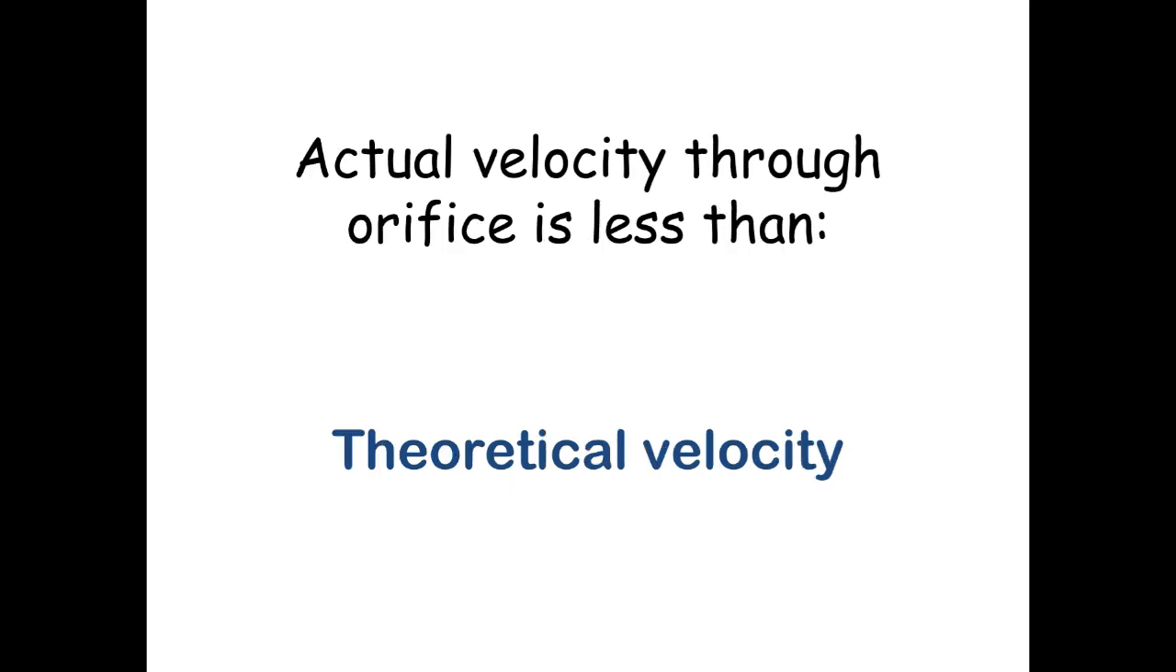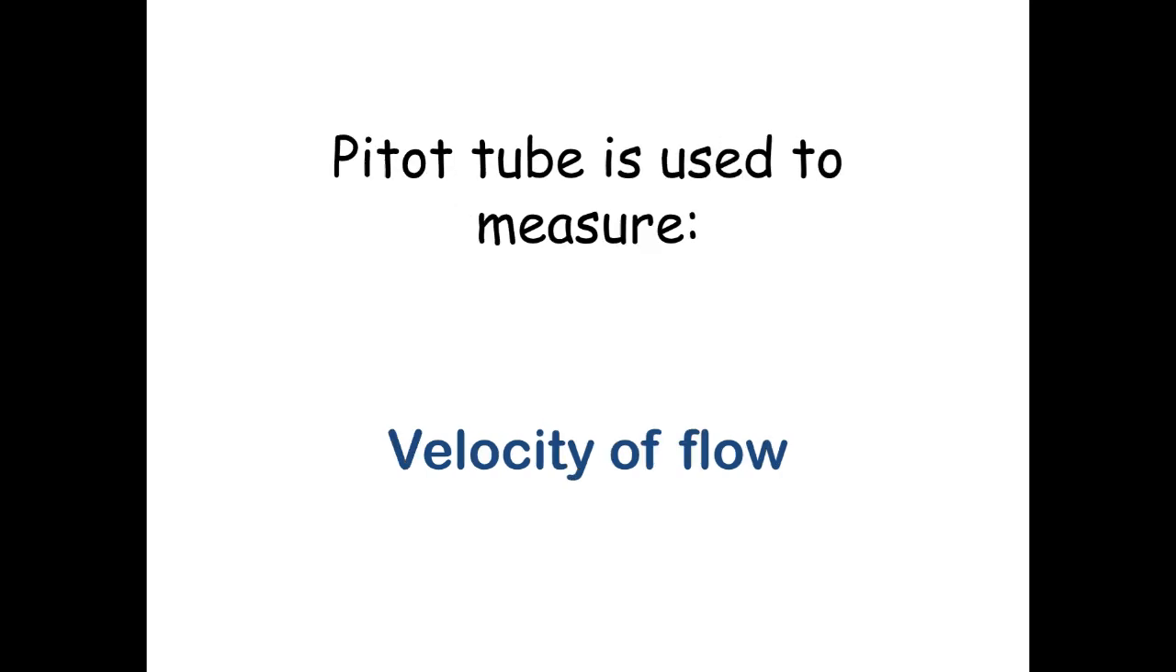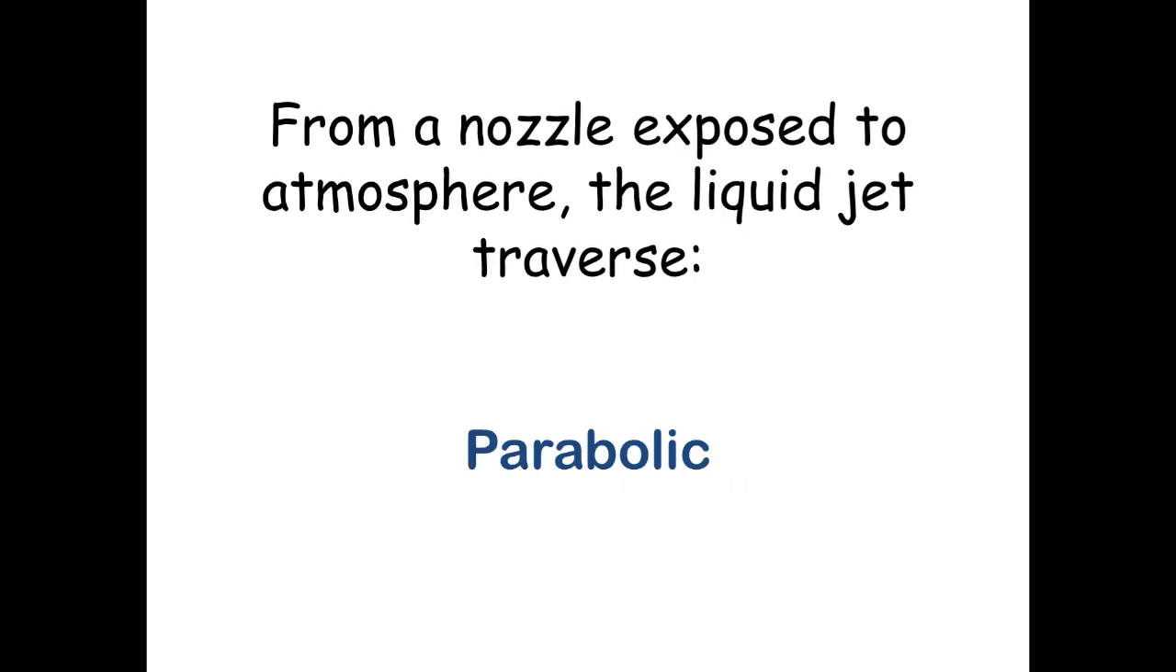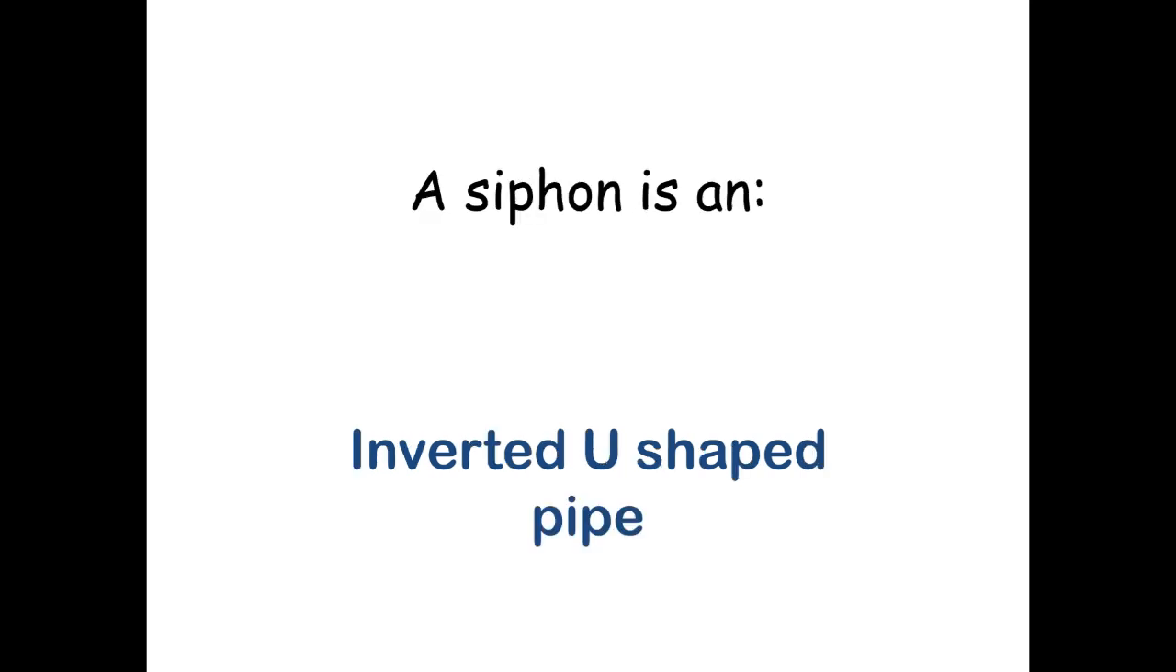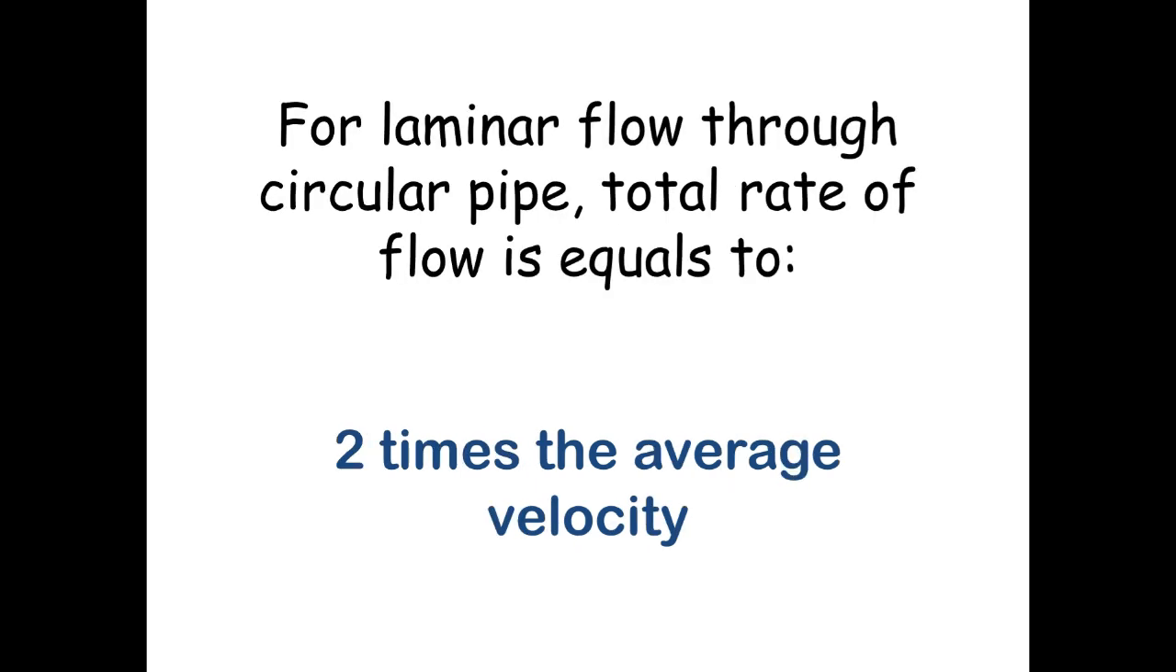Actual velocity through orifice is less than theoretical velocity. Pitot tube is used to measure velocity of flow. From a nozzle exposed to atmosphere, the liquid jet traverses parabolic. Manning's formula is used for head loss due to friction in open channel. A siphon is an inverted U-shaped pipe. For laminar flow through circular pipe, total rate of flow is equals to 2 times the average velocity.